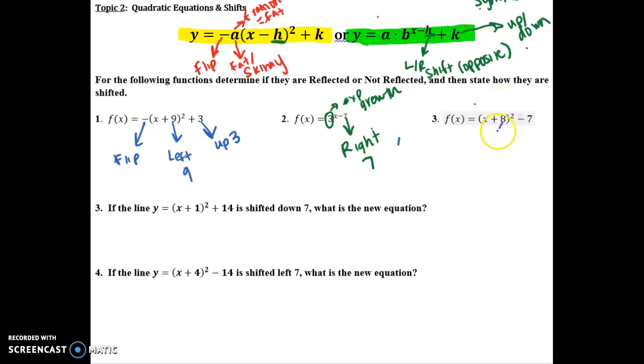This one is another quadratic, and it just has shifts. Notice no flip over here. So this is positive 8, so you're going left 8. Up and down, and it's down 7.